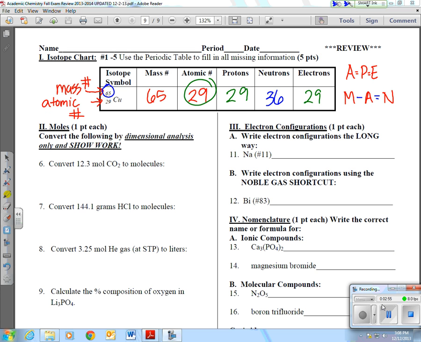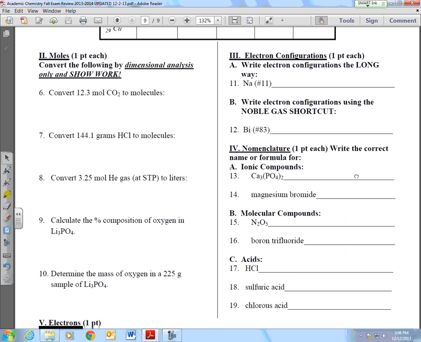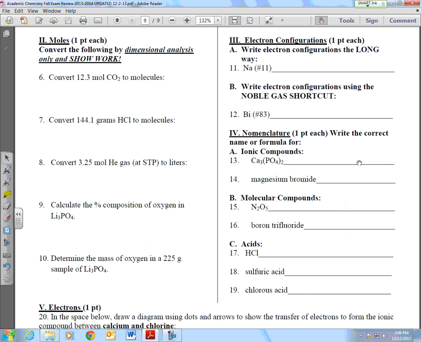Okay, so let's go ahead and move on to moles, which is everybody's favorite thing in chemistry. For moles, it says convert the following by using dimensional analysis, show your work. Because we're grading these by hand, it's going to be really important you show your work. If you just have the correct answer, we're not going to give you that 1 point. We'll count it wrong. We have to see the work.